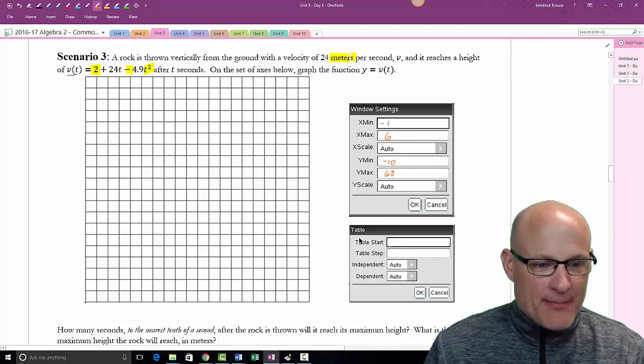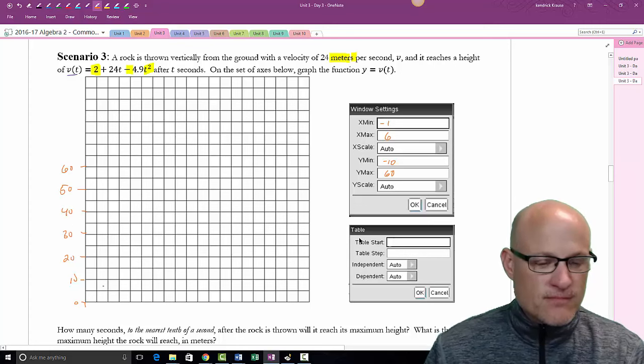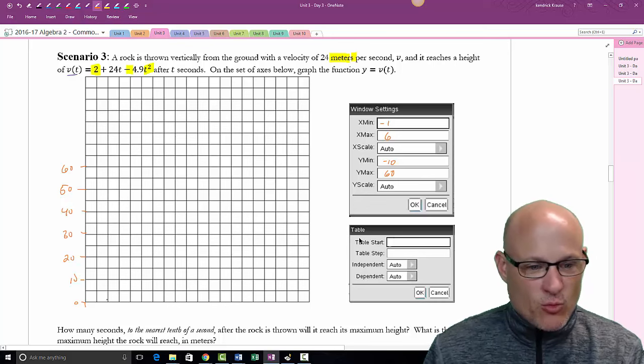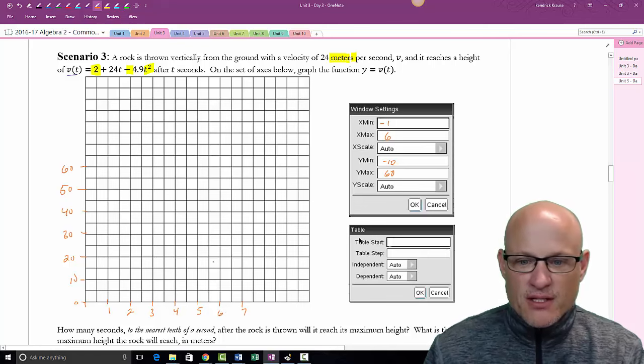Okay, so on the top, I know I don't need to get to 60. So 0, let's say 10, 20, 30, 40, 50, 60. That's enough. And I only need to get to 5. So 1, 2, 3, 4, 5. I don't know if it's 5. Maybe it's 6. Maybe it's 7. I wasn't even paying attention.